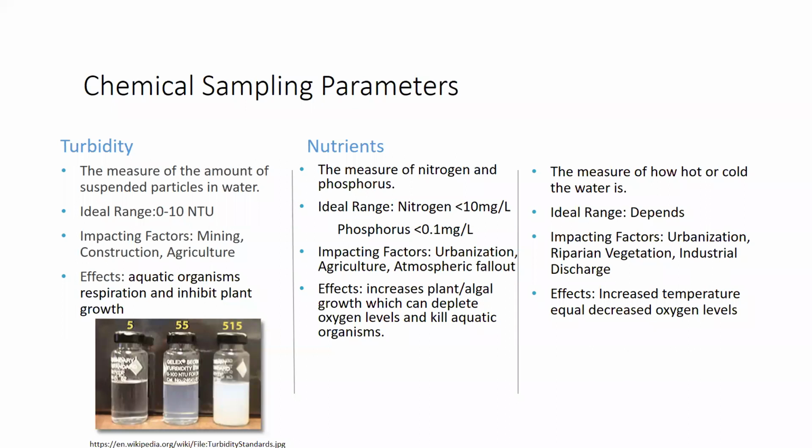Another source of nutrients, particularly nitrogen, is atmospheric fallout from burning fossil fuels, and then it enters the stream through either rain or snowfall. As I mentioned, increases in nutrients in the stream result in increased plant growth and algal growth, and this leads to decreases in oxygen that's available for aquatic organisms.